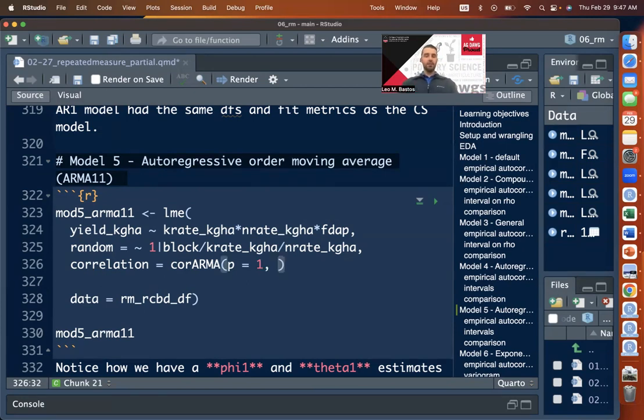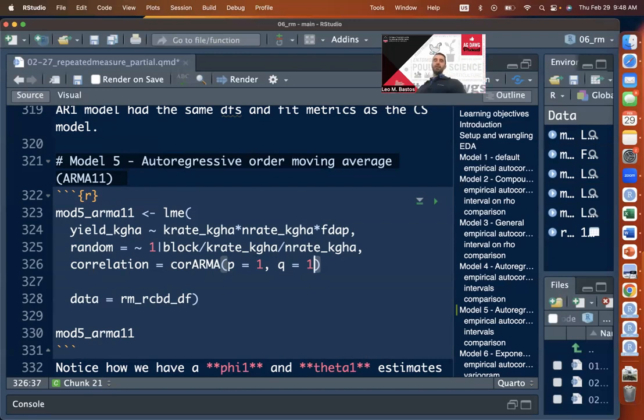Then it has a second argument, q, which is the order of the moving average. The moving average is similar to the autoregressive, but it does that on the residuals instead of the actual values. It is also the number of time points you go back. So to do an ARMA of order 1 on the p and the q, that's how we would specify it.